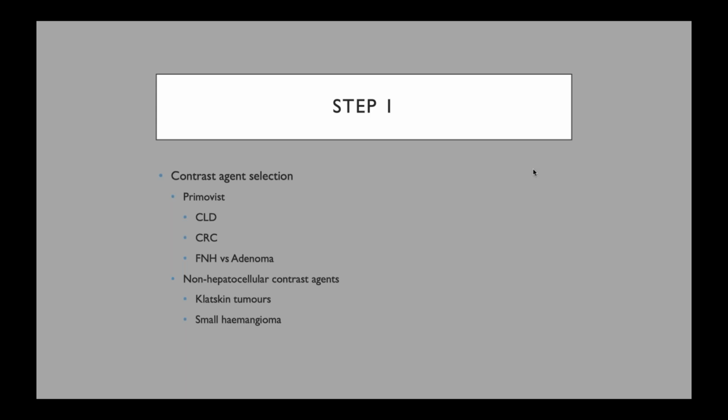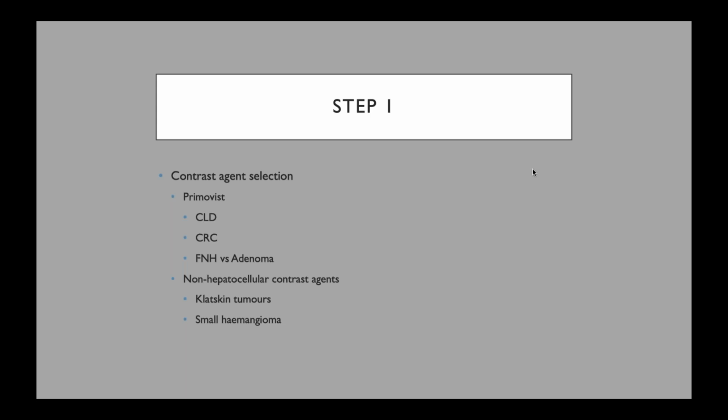The times that I don't like using Primavist is if it's something like a Klatskin tumor. I prefer just to use a normal agent. You can get that delayed phase enhancement, and I think it's a bit better at seeing the arteries. And also if you've got a small hemangioma, I don't give Primavist.